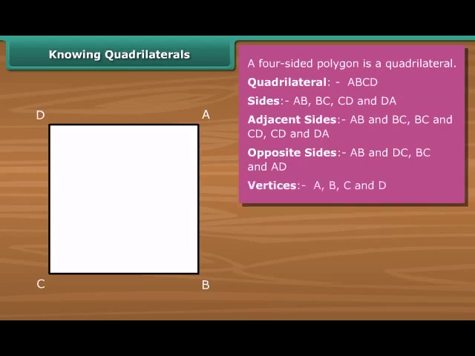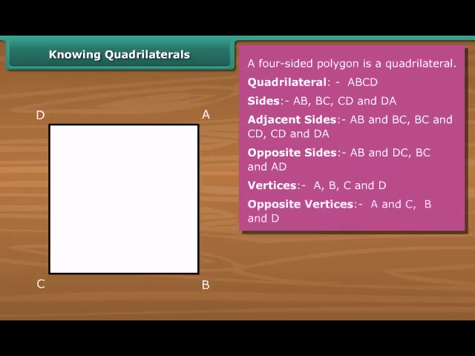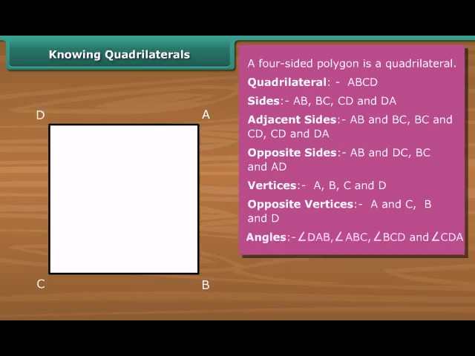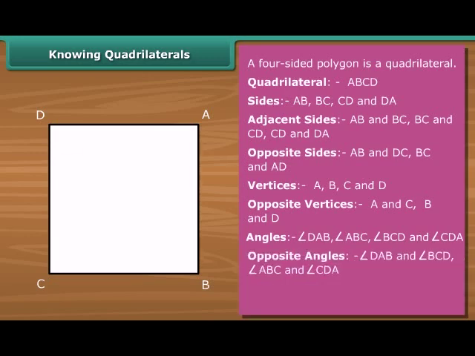The 4 vertices of quadrilateral ABCD are A, B, C, and D. Among them, A and C, B and D are opposite vertices. The 4 angles of a quadrilateral are angle DAB, angle ABC, angle BCD, and angle CDA.